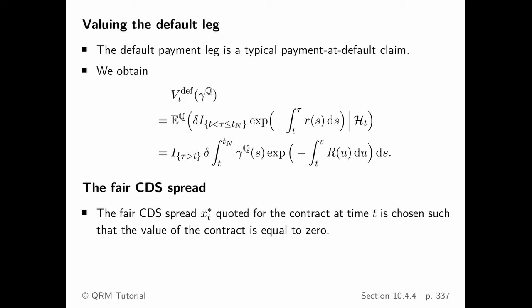The default leg is a payment directly at tau, provided that tau is smaller than t. That is exactly what we have just computed to do the recovery payments of the bond under recovery of face value. And we get this expression here. It's the same thing as before.